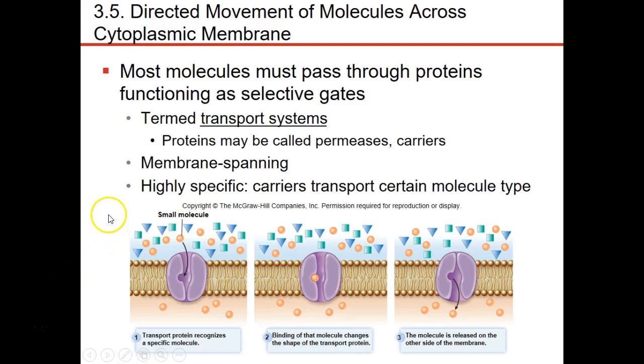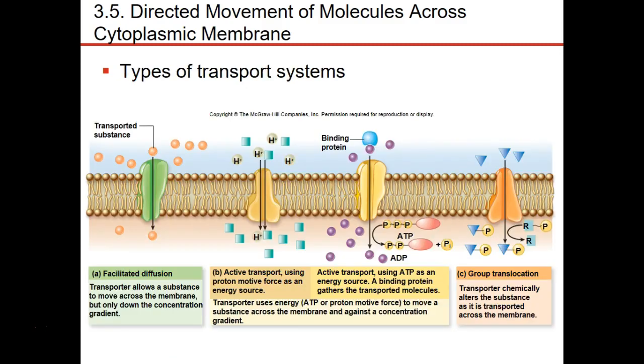In the last episode, I was talking about passive mechanisms of movement across the plasma membrane. Sometimes the molecules need help across the membrane, and so they use proteins as carriers or as channels to move across the membrane. This can be either passive or active. So here in this area, you can see facilitative diffusion.